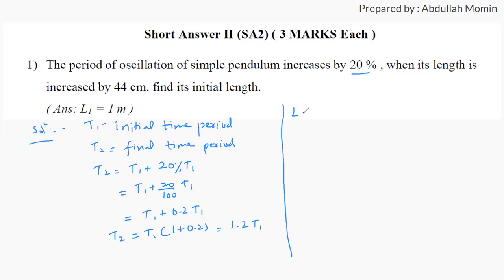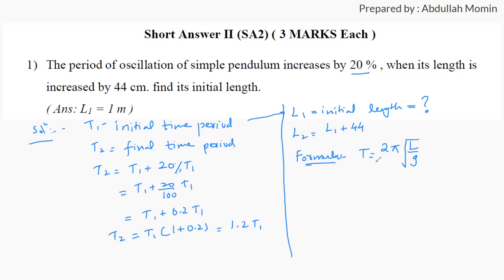Now let us consider when the time period is T1, the length of the simple pendulum is L1, the initial length, and the length is increased by 44 centimeter, so L1 plus 44. So we are supposed to find out the initial length, and we know that the time period of simple pendulum, the formula is 2 pi root L by g. So for first case we will write T1 equals 2 pi root L1 by g, and for second case T2 equals 2 pi root L2 by g.